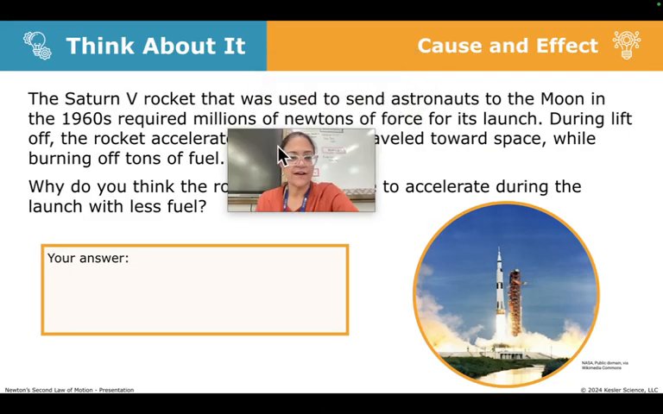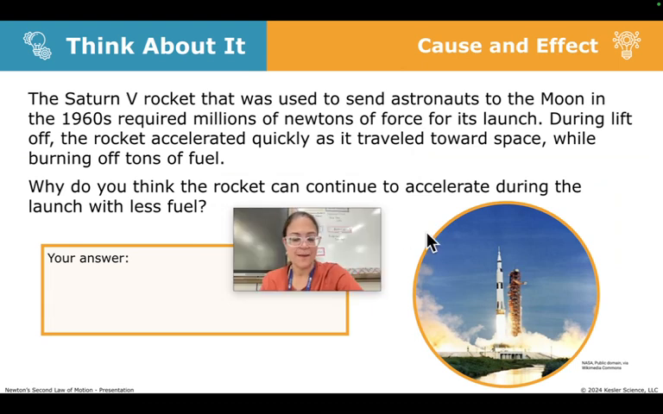Okay, so the Saturn V rocket, this makes me very happy. This is a topic I love. So this is a 5. It drives me crazy when professional people call this the Saturn V rocket. This is the Saturn V rocket that was used to send astronauts to the moon in the 1960s, required millions of newtons of force for its launch. I've seen this rocket in person. It's amazing. Anyway. During liftoff, the rocket accelerated quickly as it traveled towards space while burning off tons of fuel.